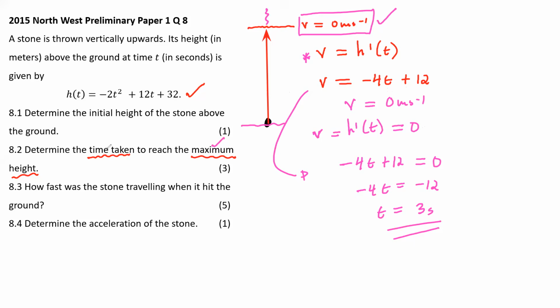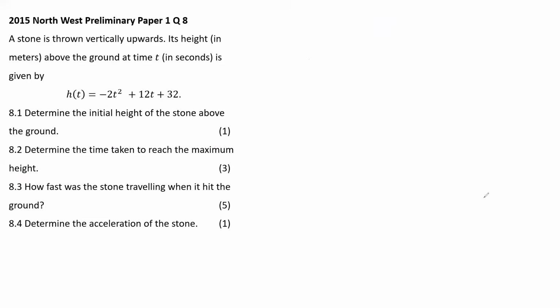And the question says, how long does that take? So I derived, equated to 0, solved for t. 3 seconds, that's all it took. All right, so keep that in mind. Velocity is the derivative of the height. And I'll give you a question, hopefully something on that aspect. I'm going for 8.3, logic again, 8.3, 5 marks.